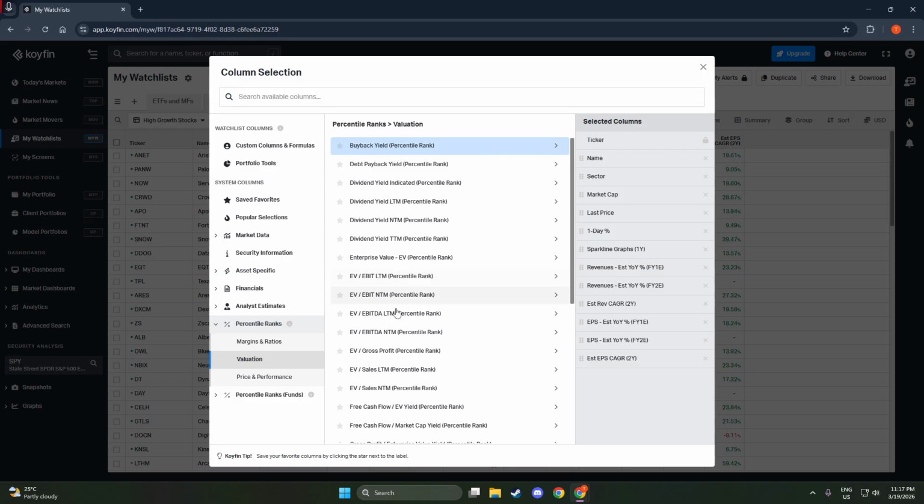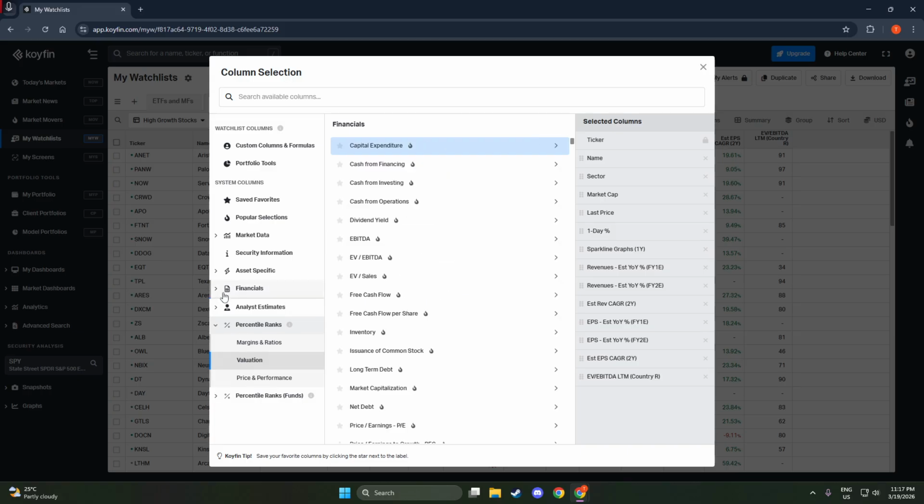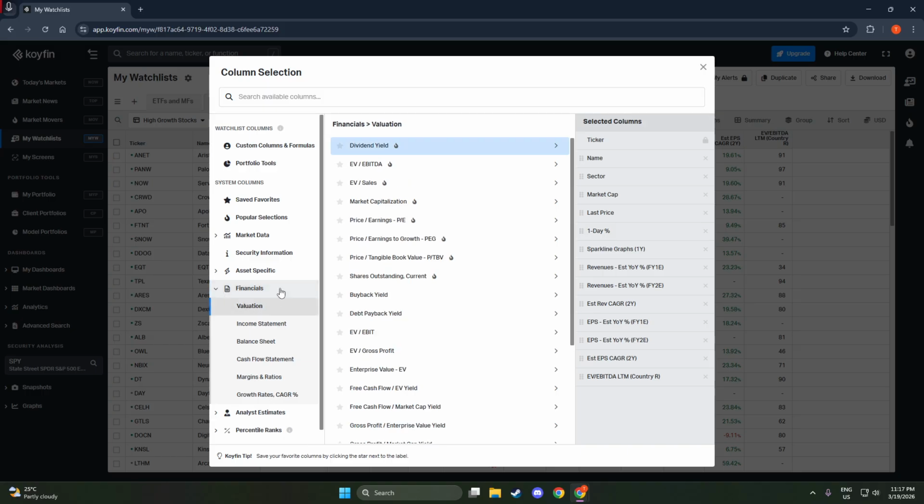Include growth rates to assess how fast revenue or earnings are expanding. Consistent growth across multiple timeframes often signals durable demand or strong execution. Add dividends to see yield and overall income potential. Dividend payers can support total returns, but yields should be considered alongside profitability and balance sheet strength.